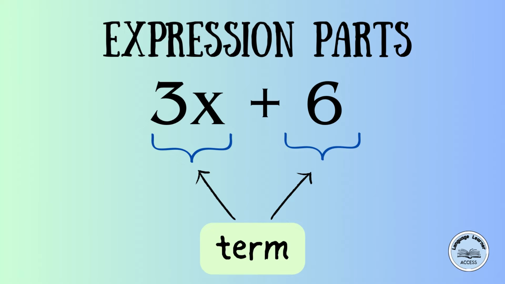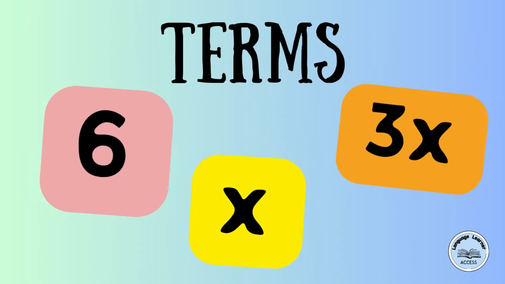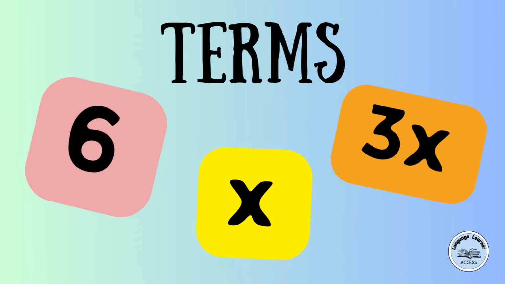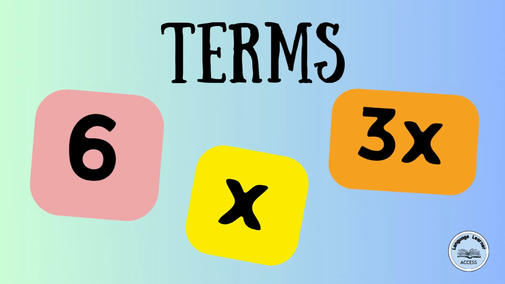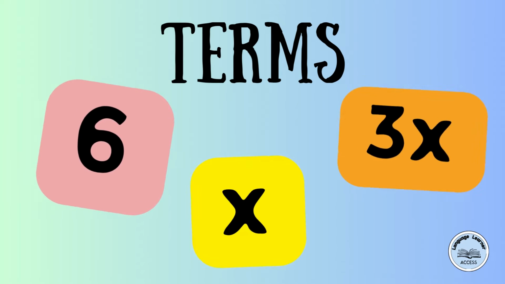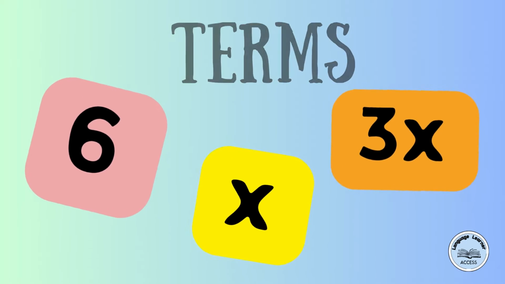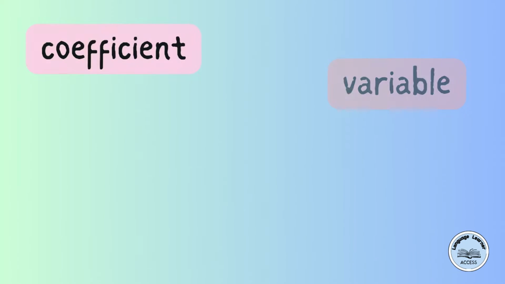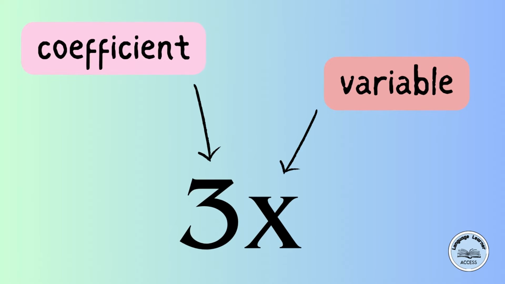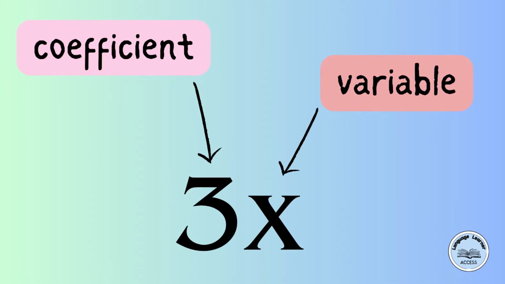Now let's look at the parts of this expression. Each part is a term. In this expression, 3x and 6 are terms. A term can be a number, a variable, or both multiplied together, like we see in the term 3x. Let's look more carefully at 3x in this expression. In 3x, 3 is the coefficient and x is the variable.